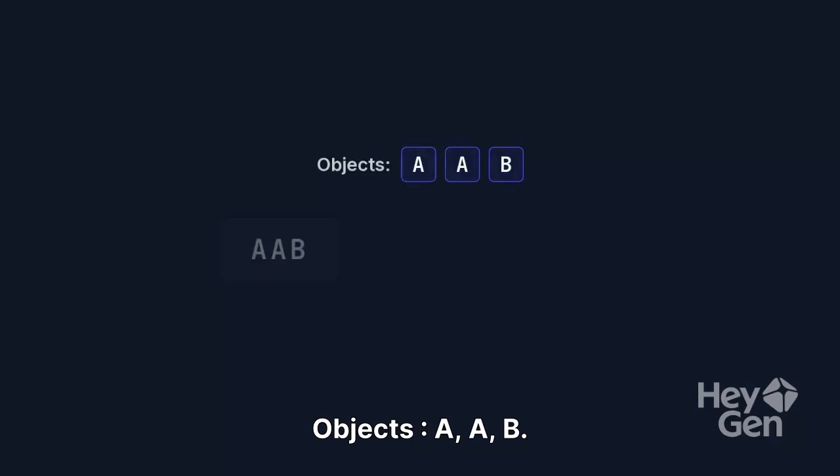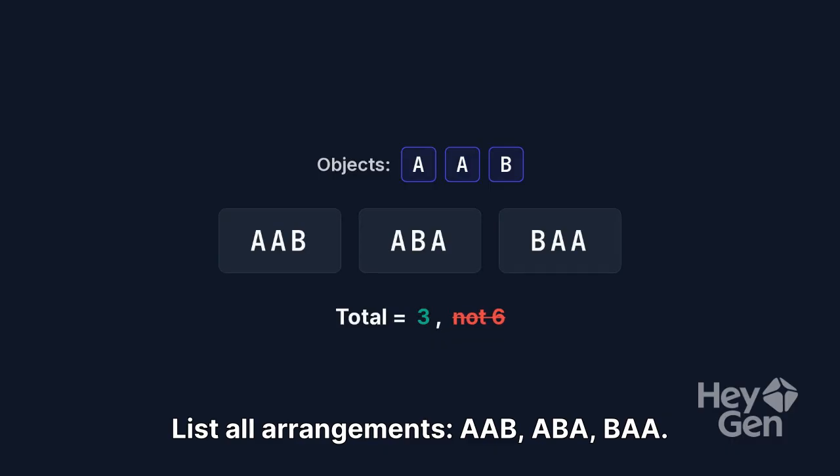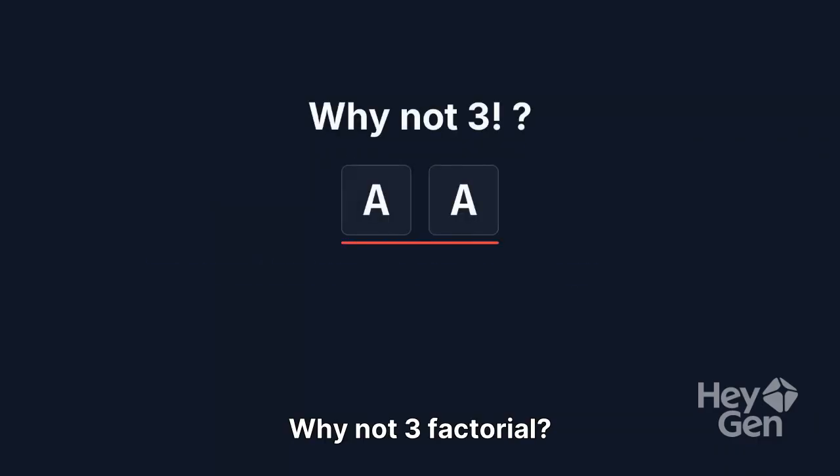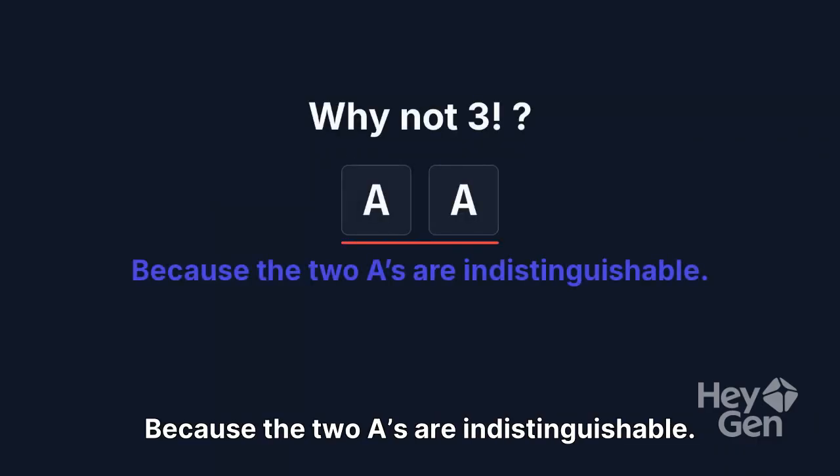Objects: A, A, B. List all arrangements. AAB, ABA, BAA. Total equals 3, not 6. Why not 3 factorial? Because the two A's are indistinguishable.